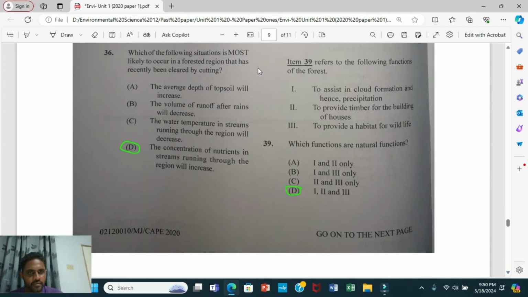Item 39 refers to the following functions of the forest. 1. To assist in cloud formation and hence precipitation. 2. To provide timber for building of houses. And 3. To provide a habitat for wildlife. My best answer, guys, is 1, 2, and 3. All three are functions of the forest to some extent.